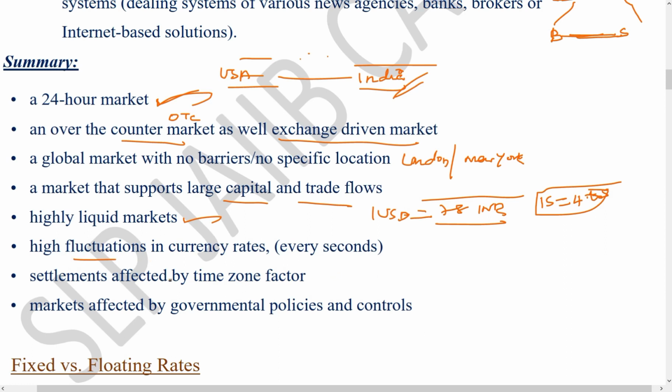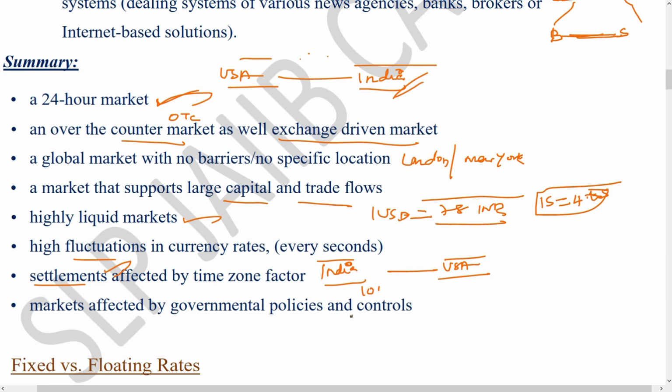Settlements. So after every transaction concluded, every contract concluded, it has to be settled. For example, if you are making a transaction in India, it will be settled by the US in their own time only. For example, here 10 o'clock means they will be operating after 6 hours, 7 hours only. So based on the time zone factor, the settlements also get affected.